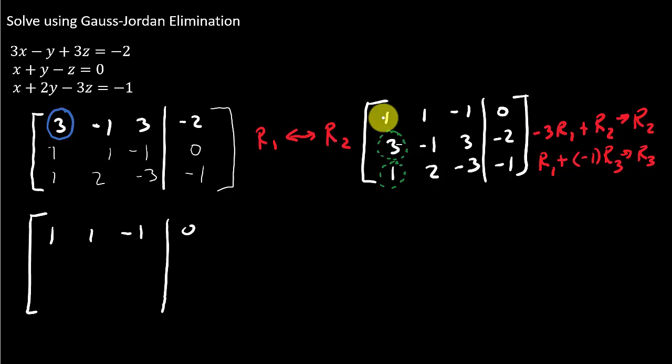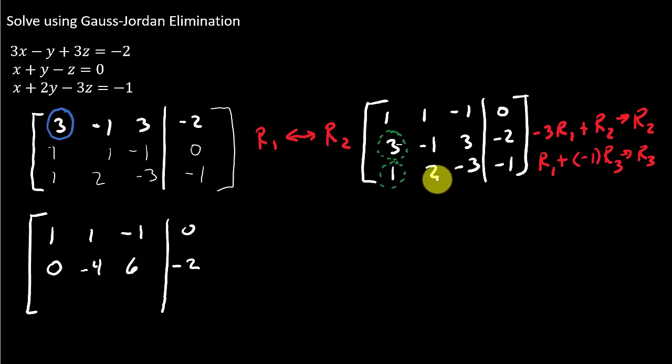So I've got -3 times 1 is -3 plus 3 is 0. And then I've got -3 times 1 is -3 plus -1 is -4. And then -3 times -1 is +3, and 3 plus 3 is 6. And then I have -3 times 0 is 0, and 0 plus -2 is -2. All right, so that takes care of row 2.